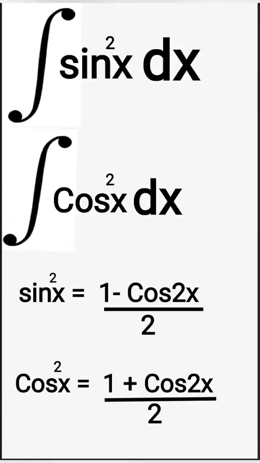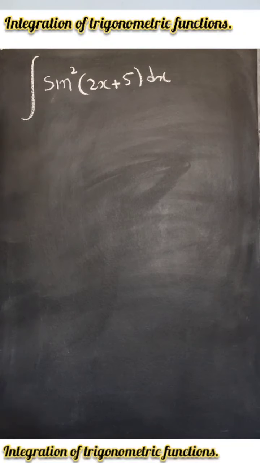Now if we have to integrate sine square x or cosine square x, then for sine square x we will use the formula 1 minus cos of 2x divided by 2, and for cosine square x we will use the formula 1 plus cos of 2x divided by 2. Let us evaluate an integral using this method.